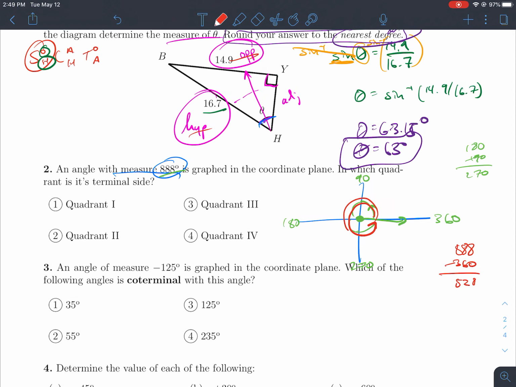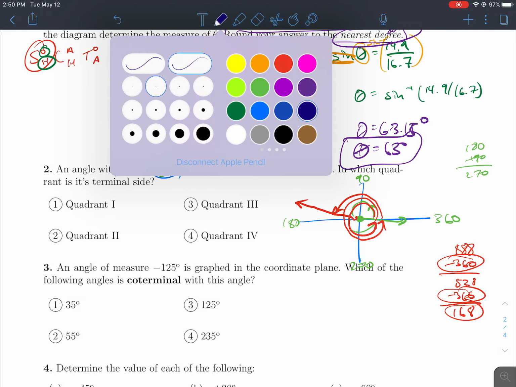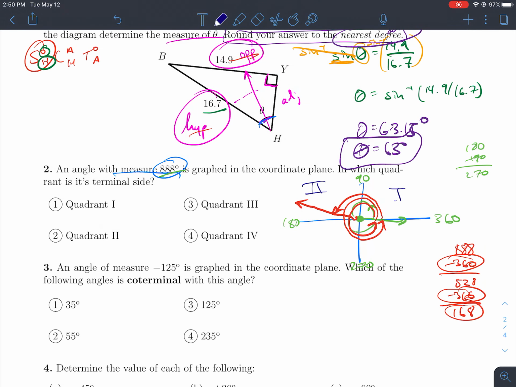We got enough for another full circle, actually. So we go another full circle. We subtract off that 360. That leaves us with 168. So we've done two full circles and an extra 168 degrees. So our terminal side will be here in the 1, 2, 3, 4 second quadrant.